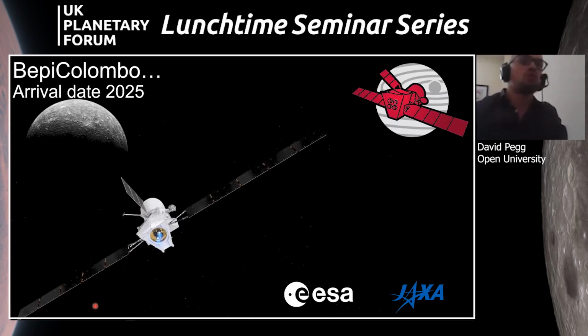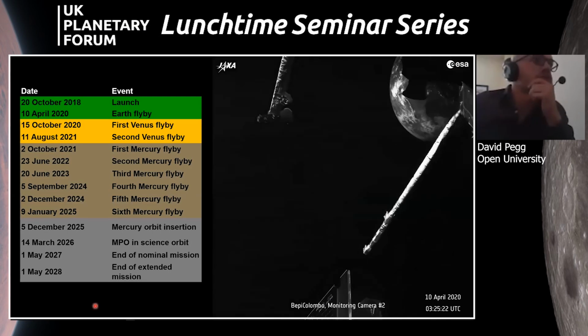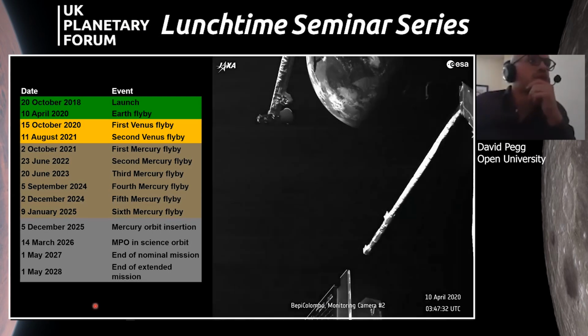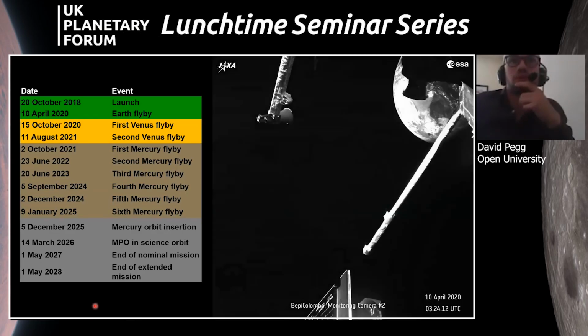It launched in 2018, but won't get into Mercury until 2025. And in fact, it won't get much science data back until 2026. Here it is at the moment. It's halfway between Earth and Venus. It flew past Earth in April this year, and is on its way for the first of 2 flybys of Venus. And after that, it will undertake 6 flybys of Mercury before it finally gets into orbit.